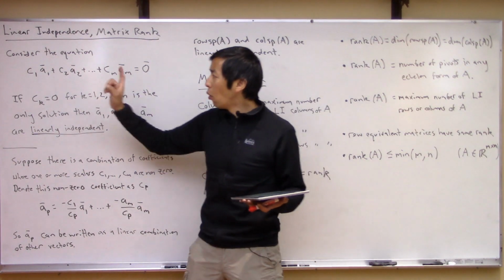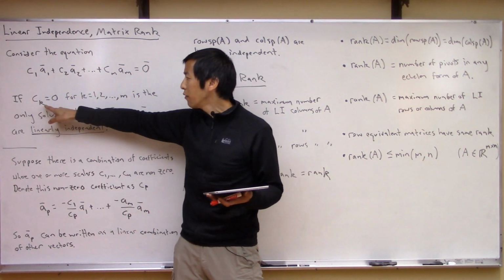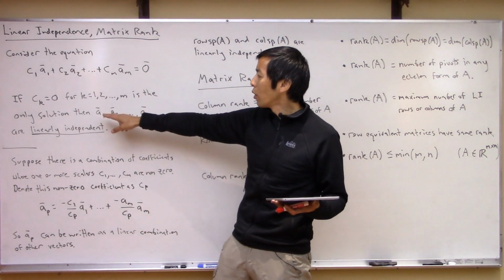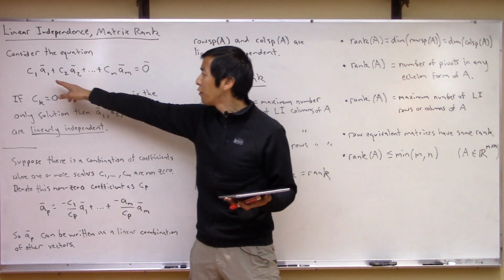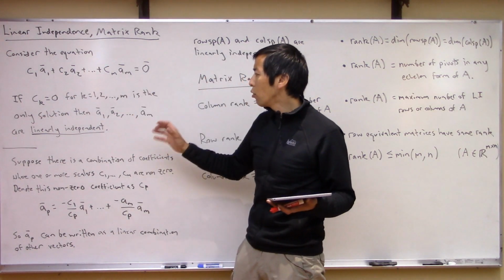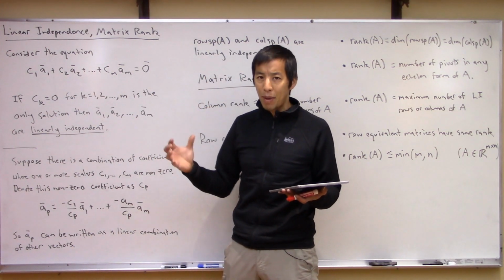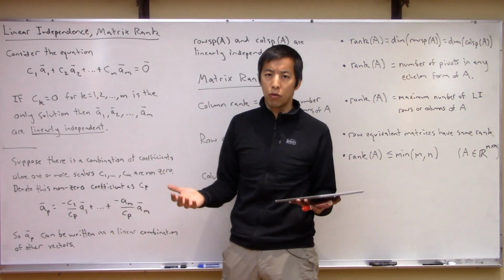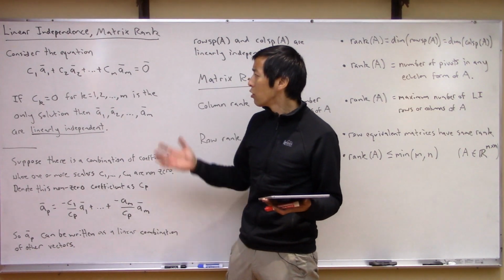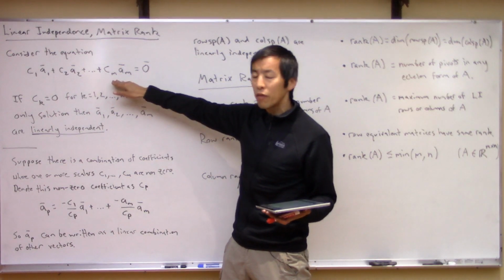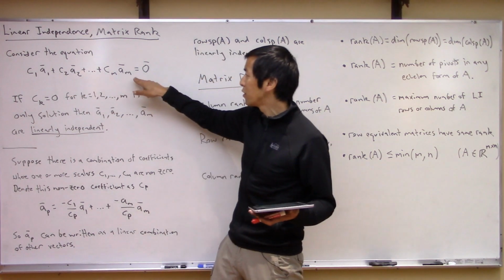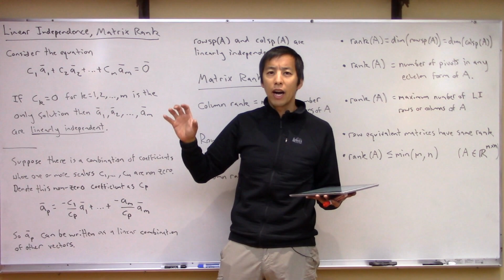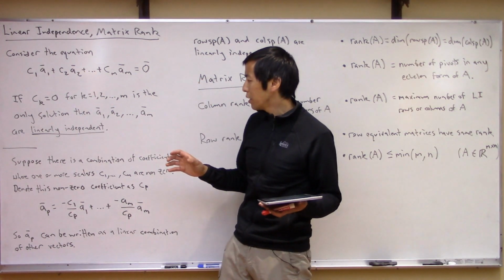If the only solution to this equation is when all of these coefficients are 0, then we refer to this set of vectors A1, A2, through Am as linearly independent, meaning that they are not linear combinations of one another. There's no repeat, so to speak. So again, if the only way you solve this equation is by making all these coefficients 0, then all of these vectors A1 through Am are called LI, or linearly independent.